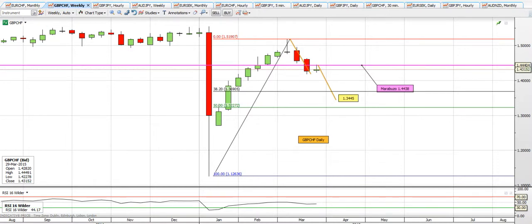We're going to talk about the sterling Swiss medium-term outlook, but also highlight a short-term entry level for this bearish medium-term outlook for this cross currency. The chart that we've got in front of us is sterling Swiss. It's actually a weekly chart.